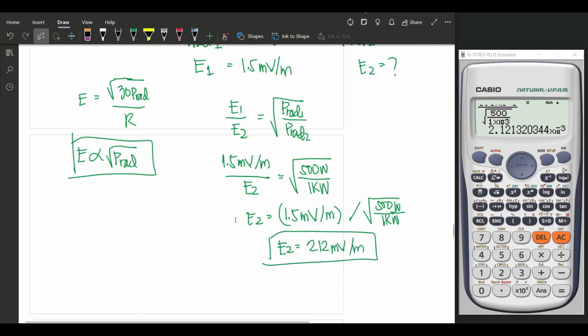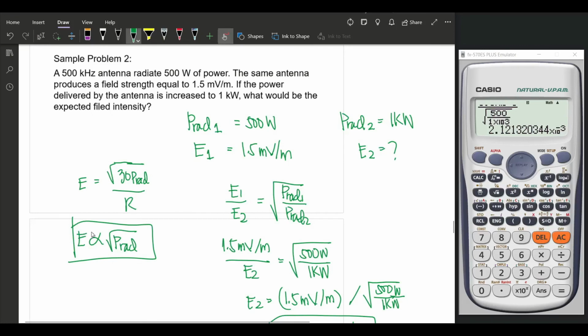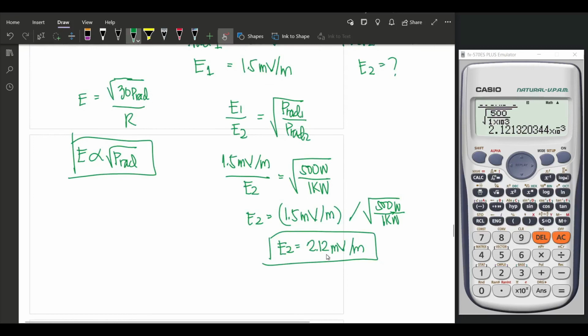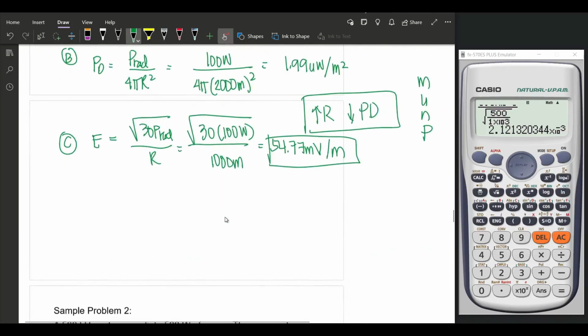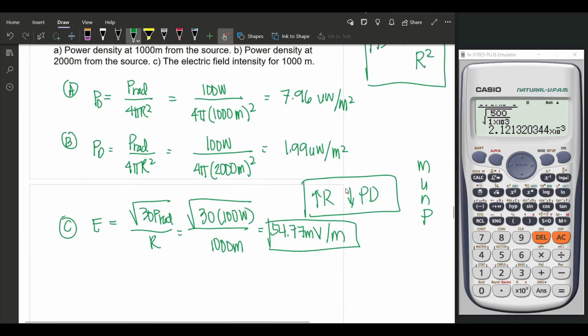Okay, so since directly proportional kasi sila, expect mo dapat na kung nagdoble ito, dapat tataas din ito. Pero hindi rin siya doble kasi nga square root, may square root ka pa doon. So hindi sila directly na directly. Okay, so they are directly related. However, may square root kasi yung power. Pero dapat expect mo dito na yung sagot mo is mas mataas din sa 1.5 millivolt per meter. Okay, so ito yung eksaktong sagot niya. 2.12 millivolts per meter. Okay? So again, try to resolve these two problems in your own para ma-memorize yung mga formulas na ginamit natin.